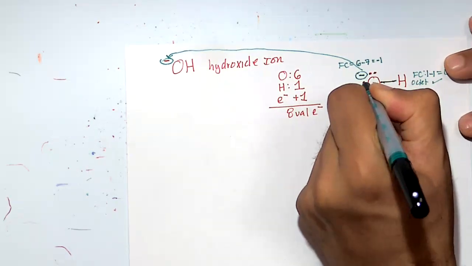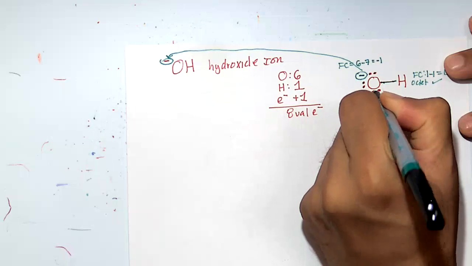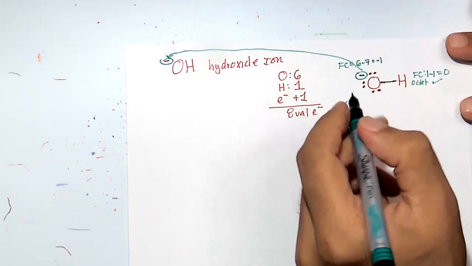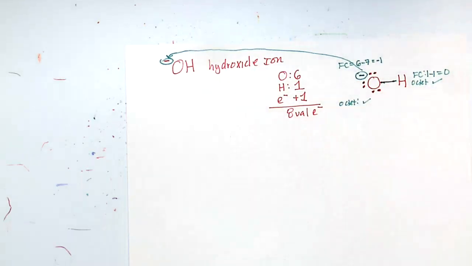1, 2, 3, 4, 5, 6, 7, 8. You count everything individually for the octet rule, and that is the correct formal structure for the hydroxide ion.